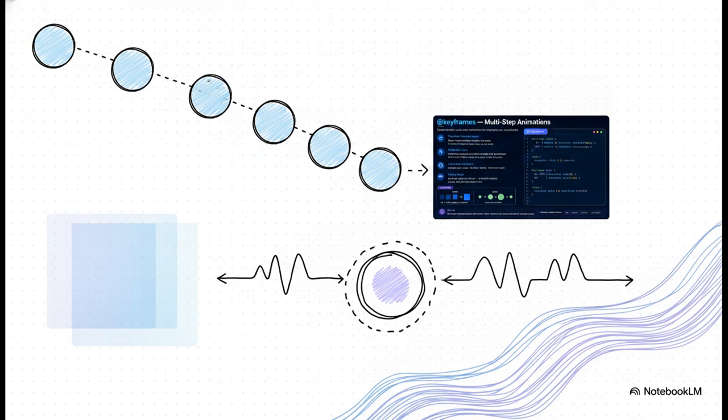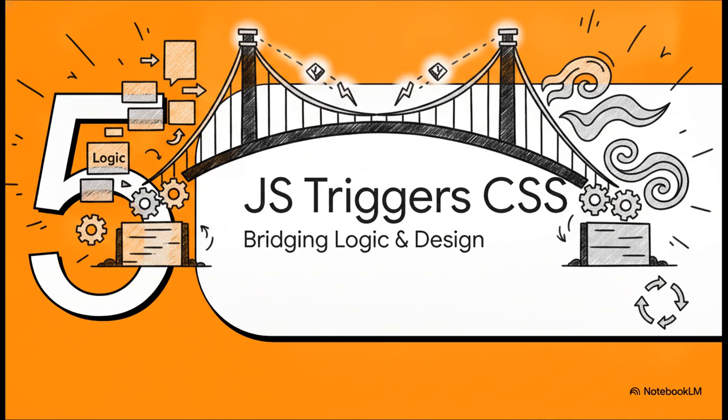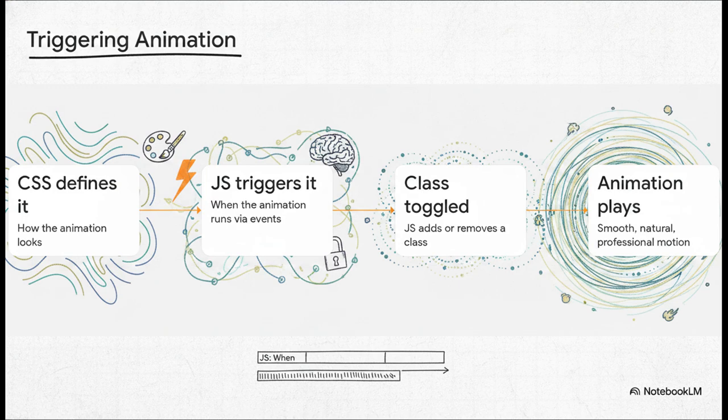Now, for more complex movements, we bring in keyframes. While a transition just moves between two states, keyframes let you animate through as many steps as you need using percentages, from 0% all the way to 100%. This opens the door for beautifully complex things like soft fades, throbbing notification pulses, or even flowing gradient backgrounds. Which brings us to Section 5, JavaScript triggers CSS animations. The bridge. This is really the climax of the explainer.